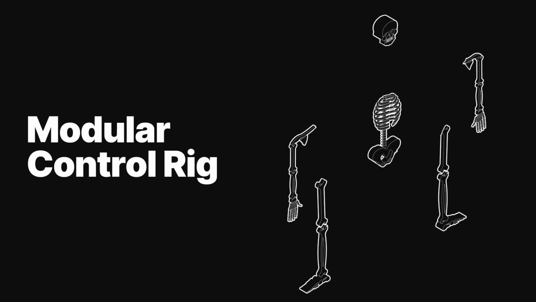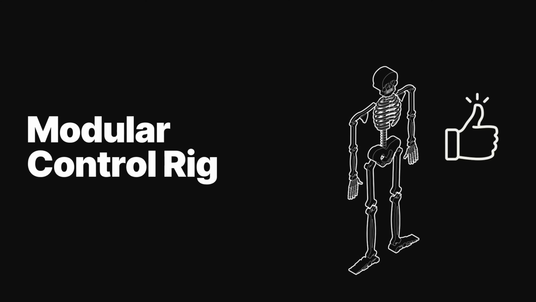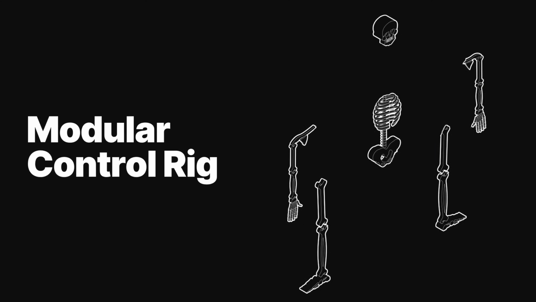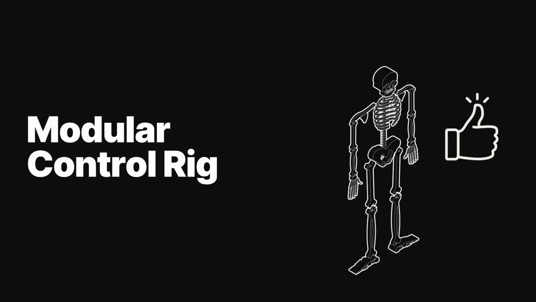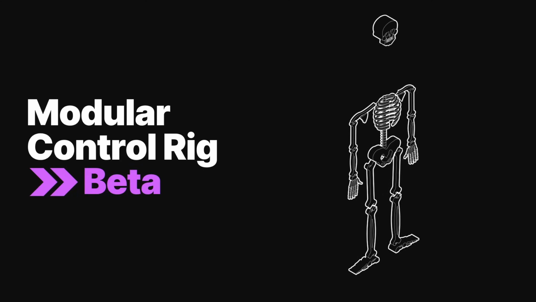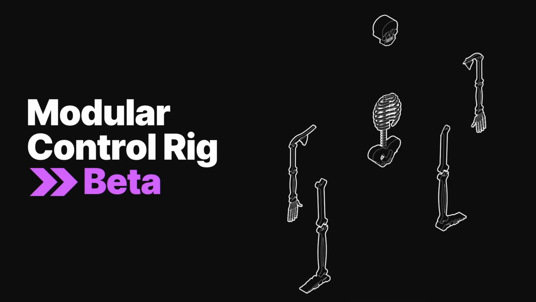Modular Control Rig literally has modular in the name, so I thought this would be a great place to start. Rigging is hard, but it doesn't have to be. Modular Control Rig is about assembling a character from parts and getting to your final animation quicker. We're moving into beta in Unreal 5.5.